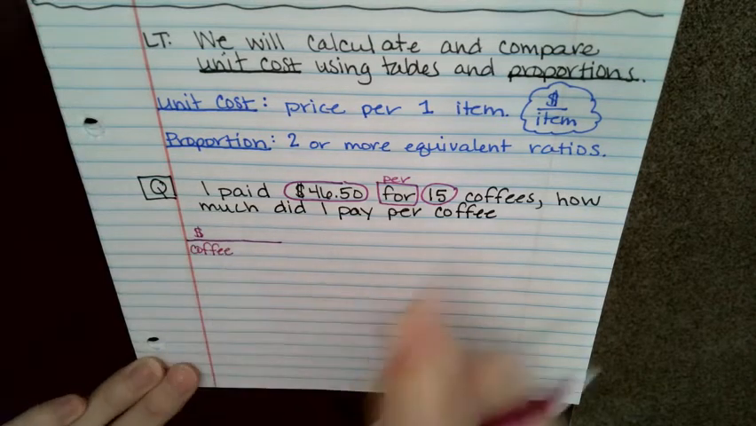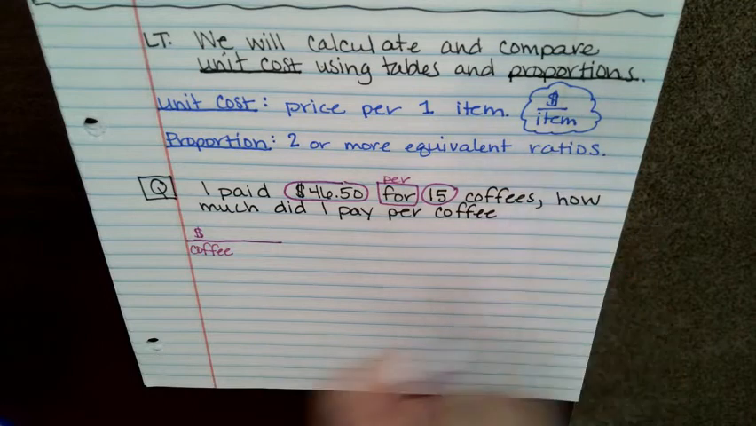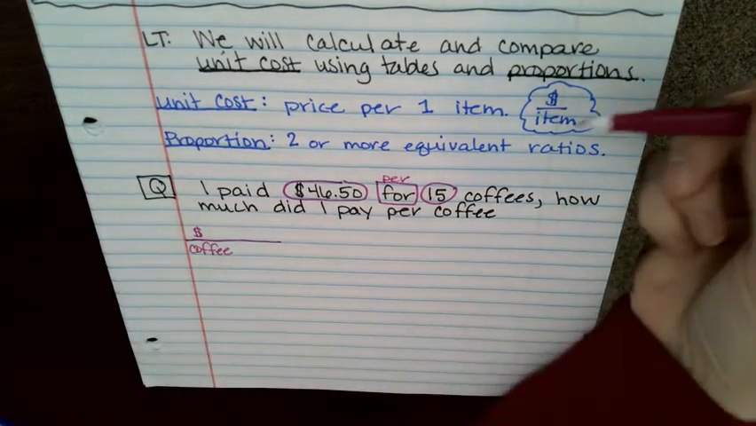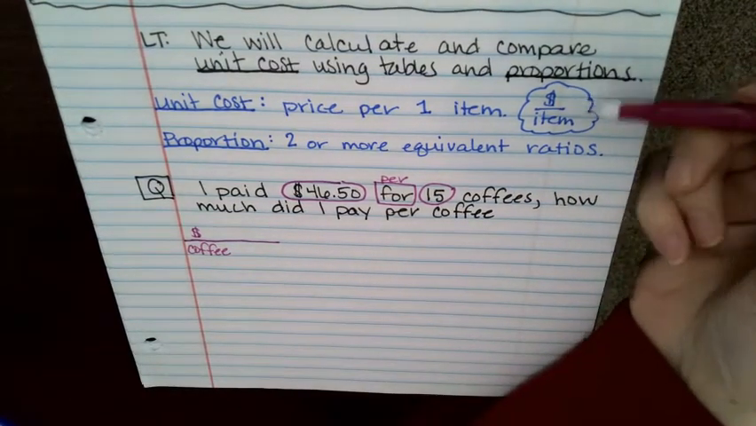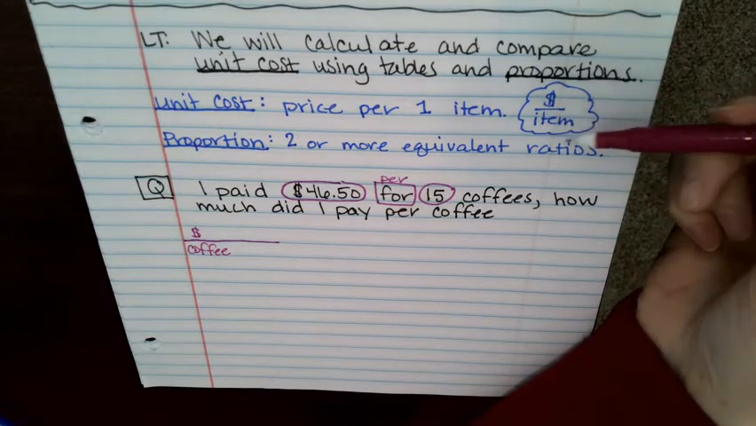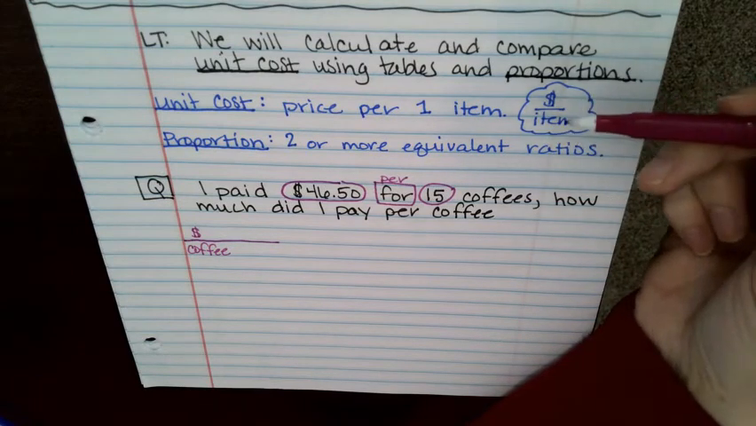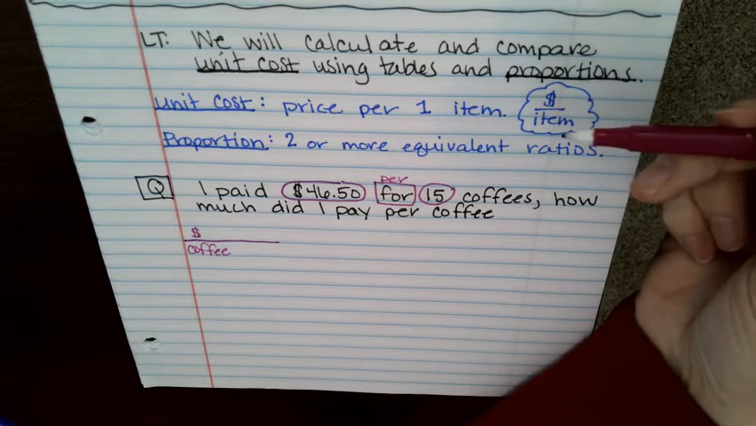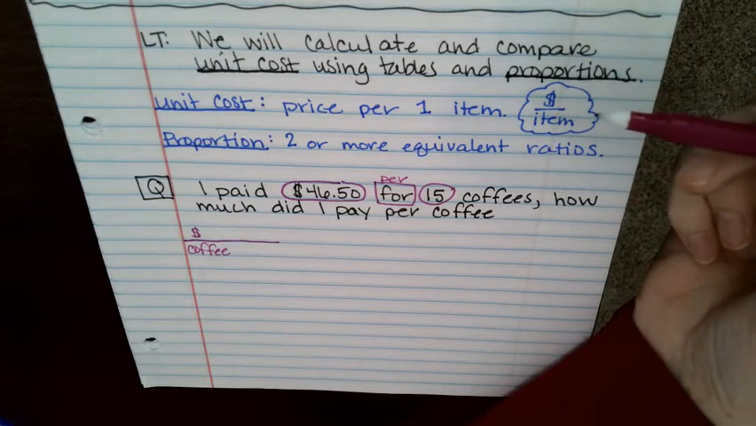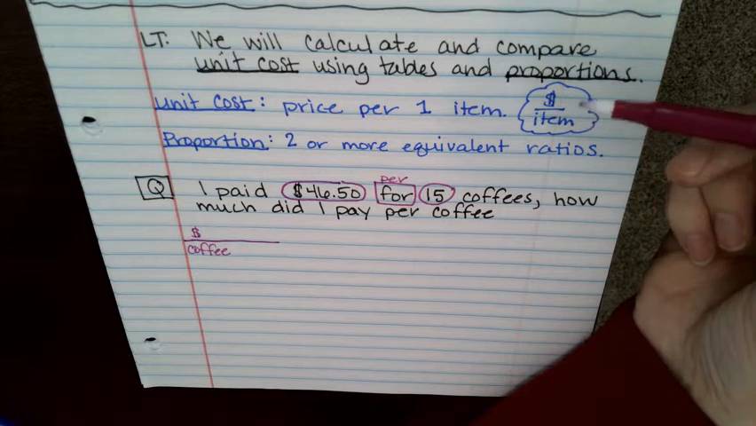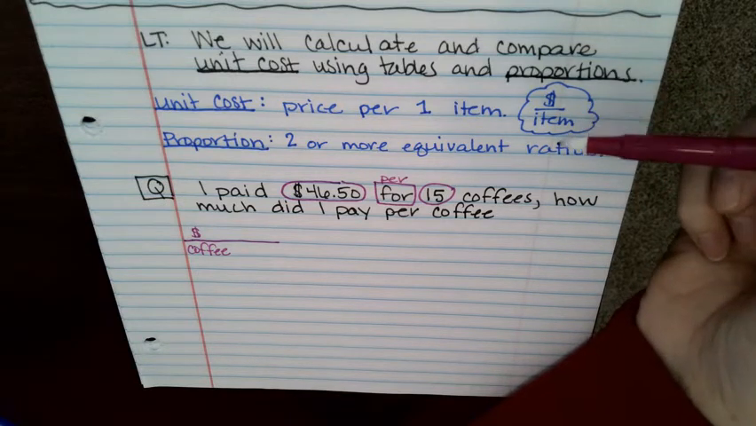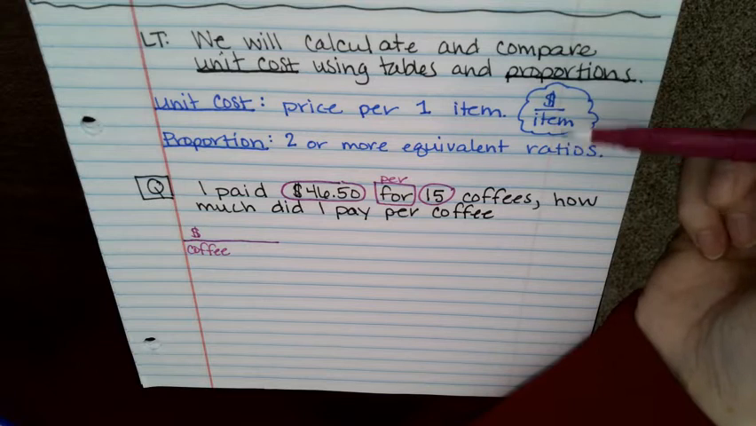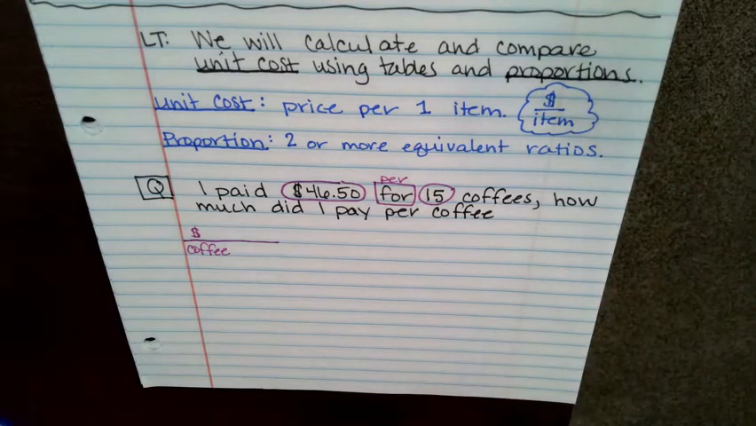Now, something cool to remember about this when we're dealing with money, money is always on the top of the ratio. When we deal with things like speed, time is always going to be on the bottom, because speed is a ratio of how far you go and how long you travel. So I always say money on the top, time on the bottom. Money on the top, time on the bottom. Two different rates though, right?